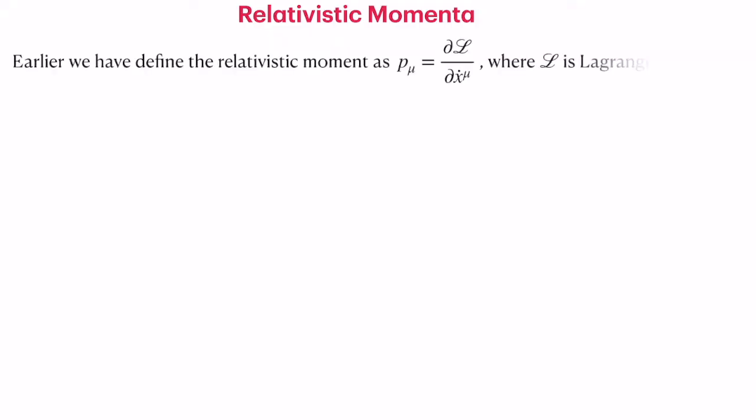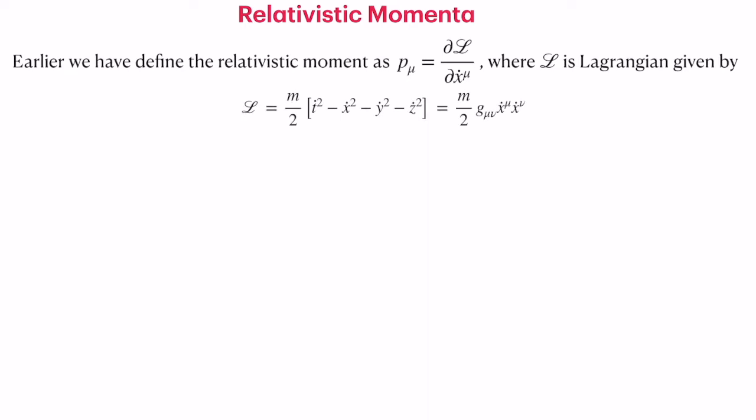Now let's first look at the relativistic momentum. Earlier we have seen that the relativistic momenta is given by the derivative of the Lagrangian with respect to x dot mu. That is the standard definition of generalized momenta in Lagrangian mechanics, and we have seen that the same holds good for a particle moving in a curvilinear coordinate system. We apply the same principle in the case of relativistic mechanics.